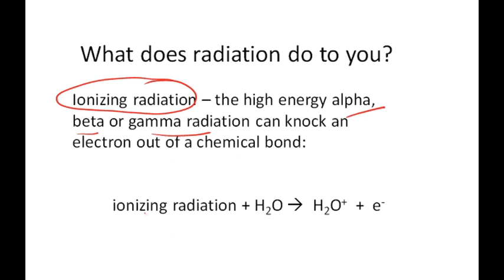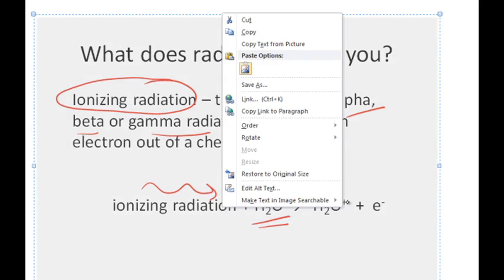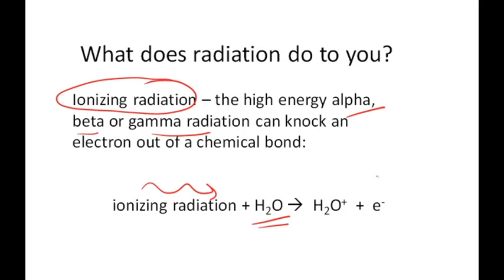For example, when the ionizing radiation collides with a water molecule, it can cause one of the electrons on the oxygen atom to break off, leaving this, whoops, I didn't draw that very well. Or it leaves what's called a free radical, which is an unpaired electron.